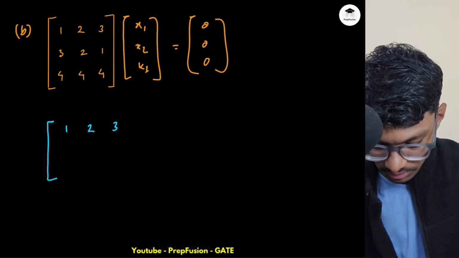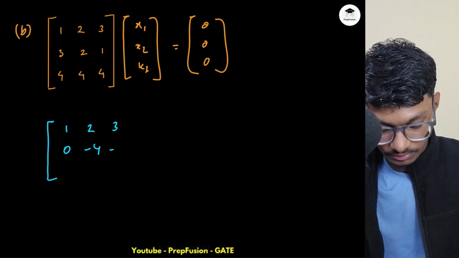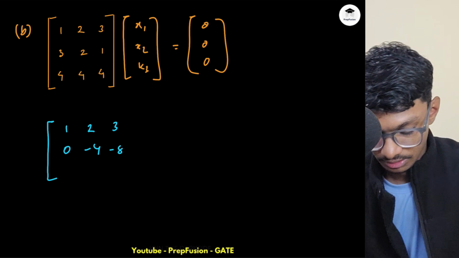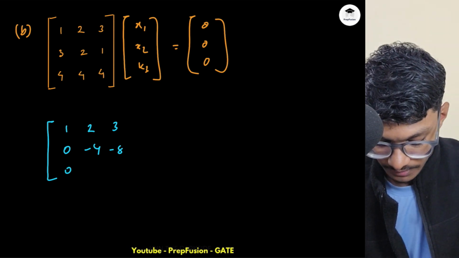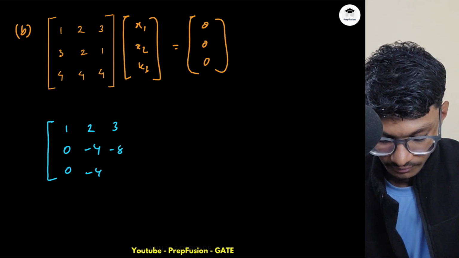This will be 0, this will be, I'm subtracting 3 times, this will be minus 4, this will be again minus 8, 3 times is minus 8, yeah. So I'm subtracting 4 times, this will be 0, 4 times this will be minus 4, 4 times this 12, this will be again minus 8.